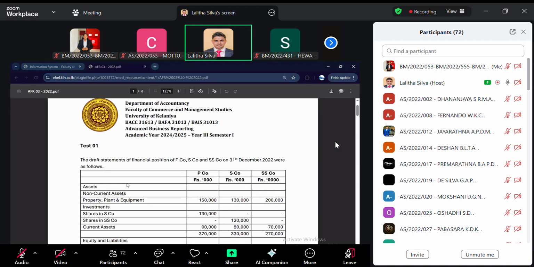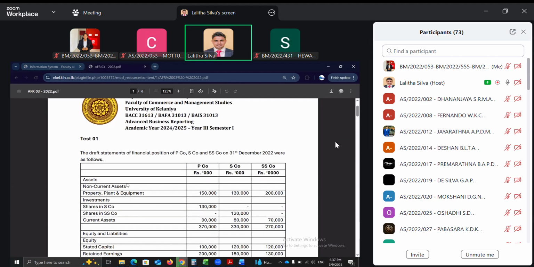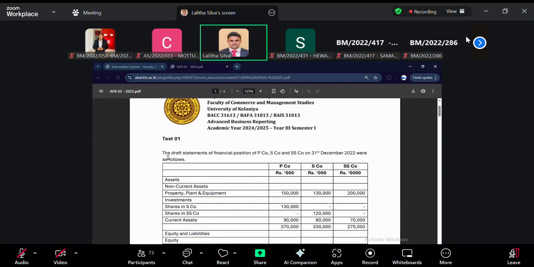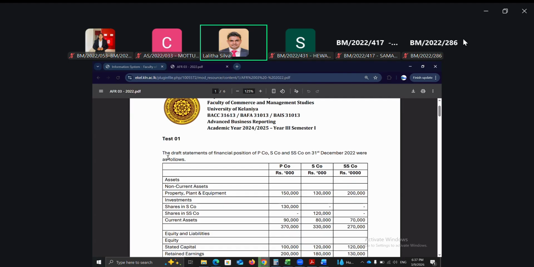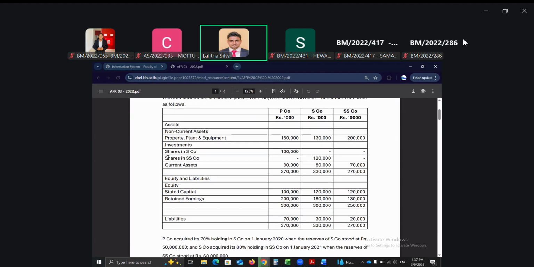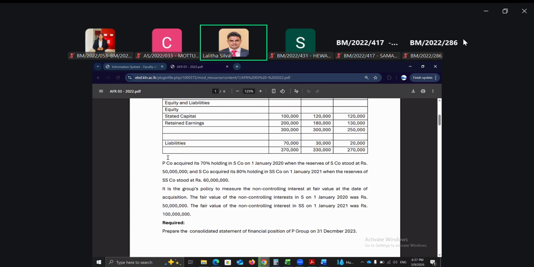For this, I have a question. I have uploaded this to the LMS as well. The draft statements of financial position of three entities are given. We have the assets, equity and liabilities, and today we are going to discuss without the adjustments. From next session onwards, we are going to discuss with additional adjustments.